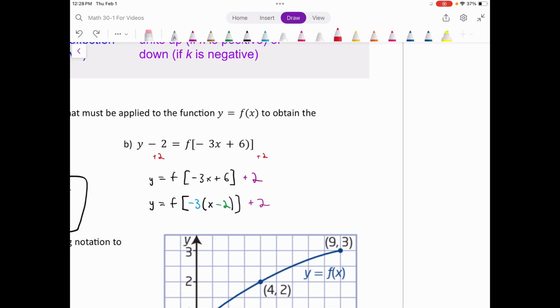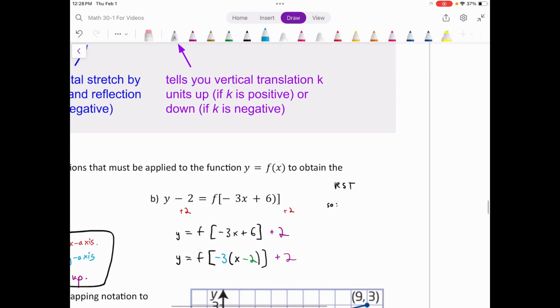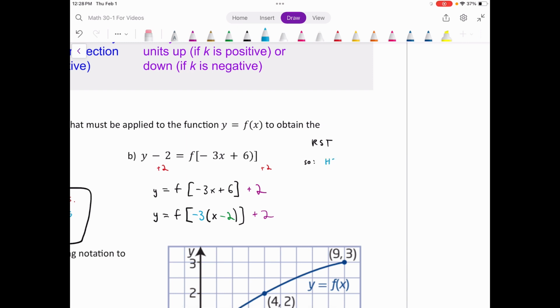Okay, so let's pick it together. Now remember, RST, reflections and stretches must happen before translations. So we've got reflections, we've actually got stretches as well, and we also have translations. So I don't see any vertical stretch. Like we said, it looks like a is 1, but I do see a horizontal stretch, okay? So we've got a horizontal stretch by a factor of, careful, not 3, 1/3 about the y-axis, 1/3, right?